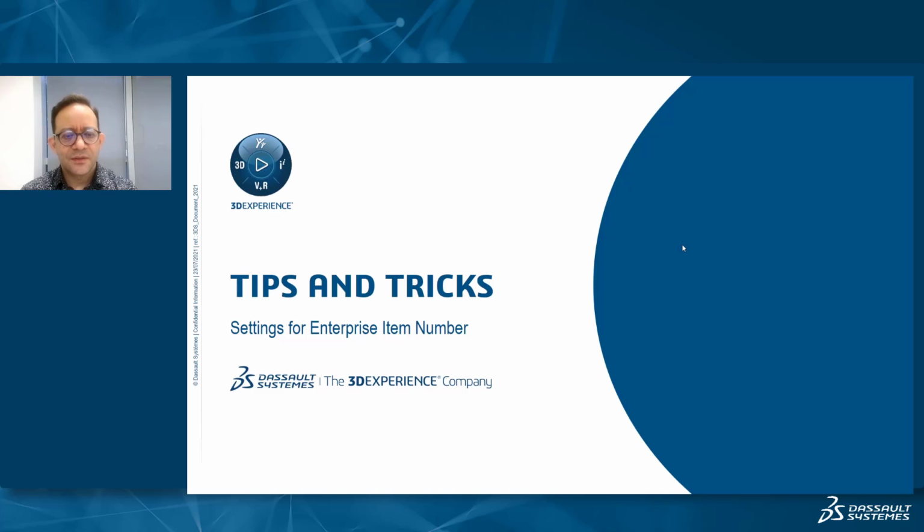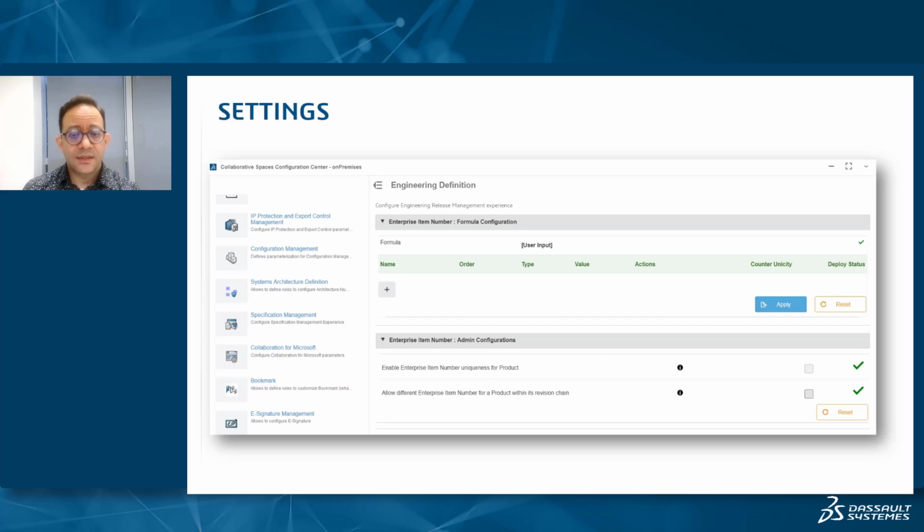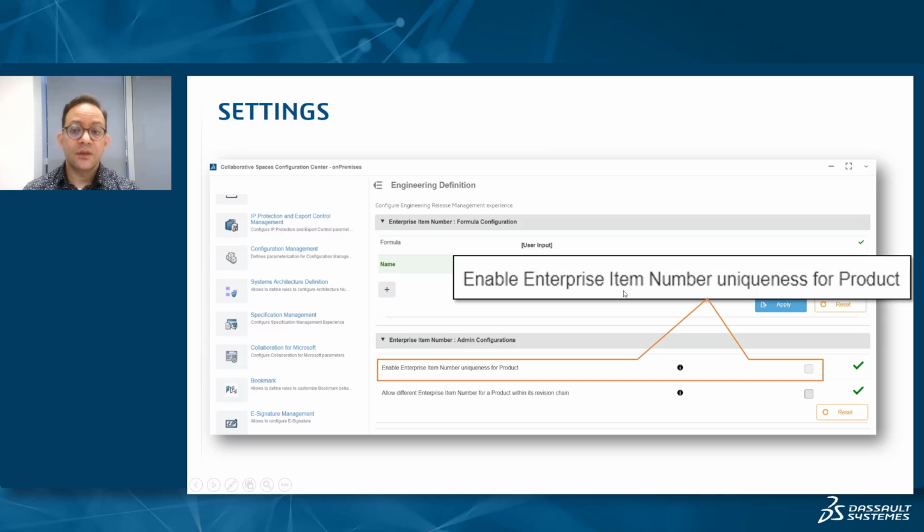I'd like to talk about two settings related to the definition of the enterprise item number. In the platform, the administrators can enable these two settings. One is related to the uniqueness of the definition of the enterprise item number. In case you would like to have the enterprise item number unique in the platform, then your administrator will need to select and enable this option.